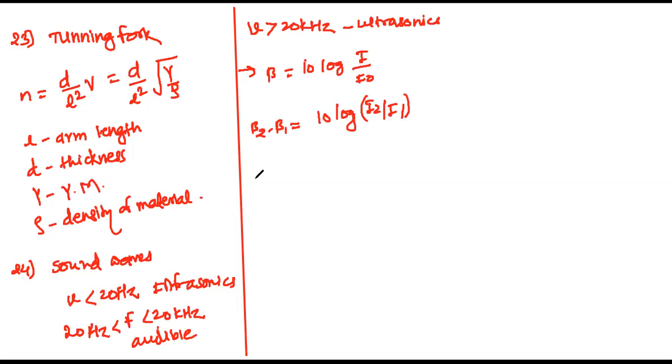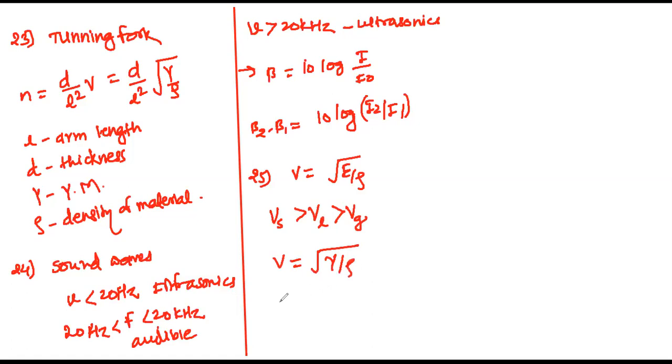Next, 25. V is equal to under root E by rho. What is E here? Modulus of elasticity. Rho is what? Density. V in solid is greater than V in liquid is greater than V in gases. V is also equal to Young's modulus by rho, and V is also equal to bulk modulus by rho.